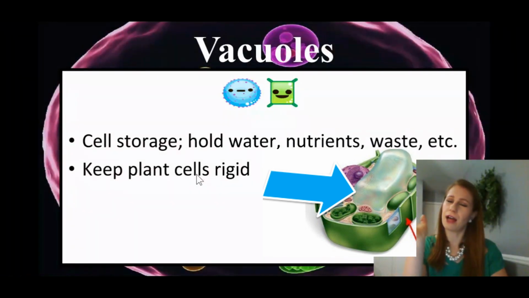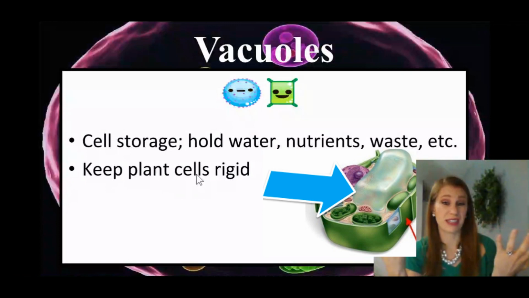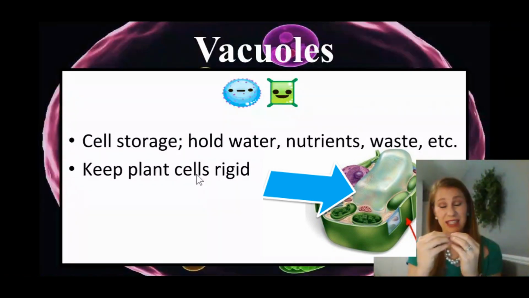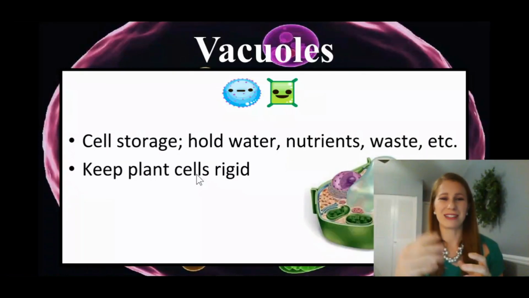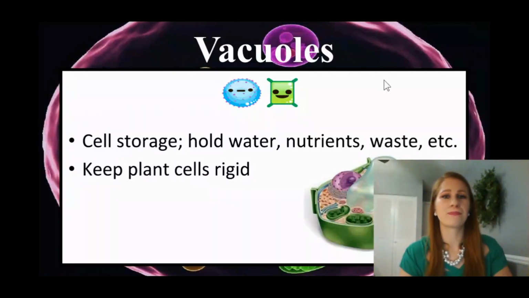If you've ever had a flower that's wilted over because it hasn't been exposed to water, that's because the vacuole is actually losing that water to the cell. So if the vacuole shrinks, the plant will wilt. As soon as you water that plant again, it pops back up because that vacuole fills back up.